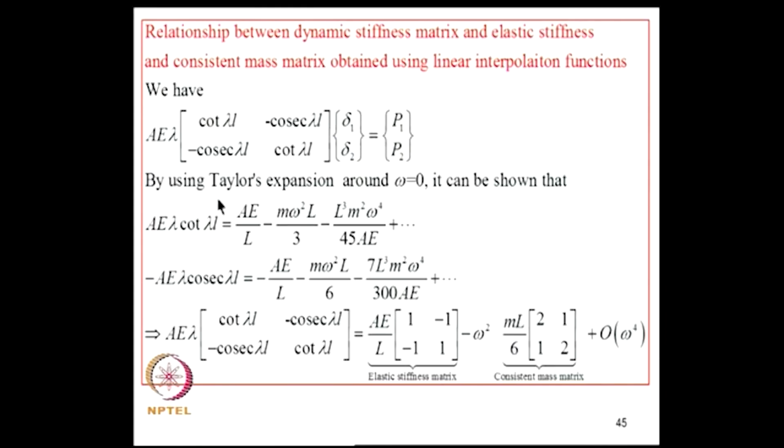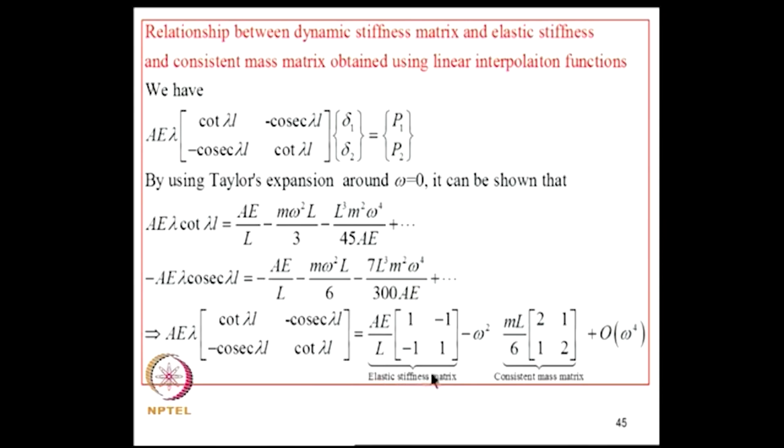Now, if we use Taylor's expansion around omega equal to 0 and expand the terms in this matrix, you can show that this term, AE lambda cot lambda L, expands as follows: the first term will be AE by lambda, the second term will be m omega square L by 3, and some higher order terms. Similarly, the other term can also be expanded and we get this. Now, if we assemble them in matrix form, this matrix can be expanded.